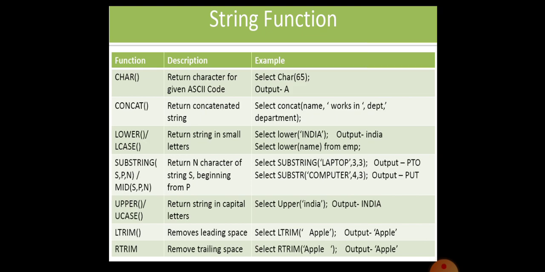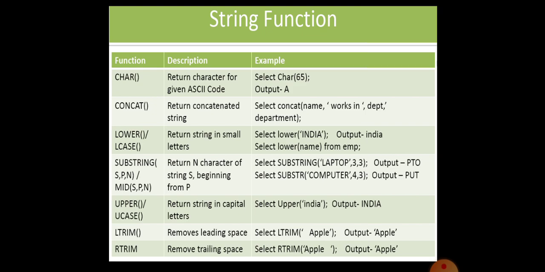The first string function is CHAR. It returns the character of the given ASCII code. If you give SELECT CHAR(65), the output will be A. The CONCAT function is used for concatenating two strings, that is, for joining two strings. The second argument will join at the end of the first argument.